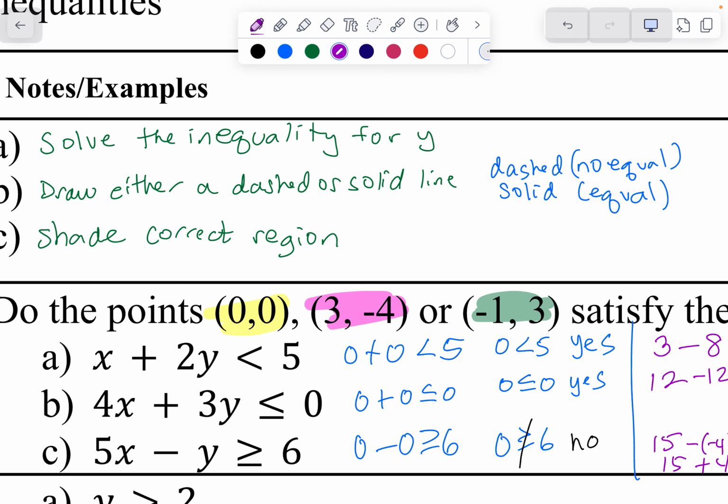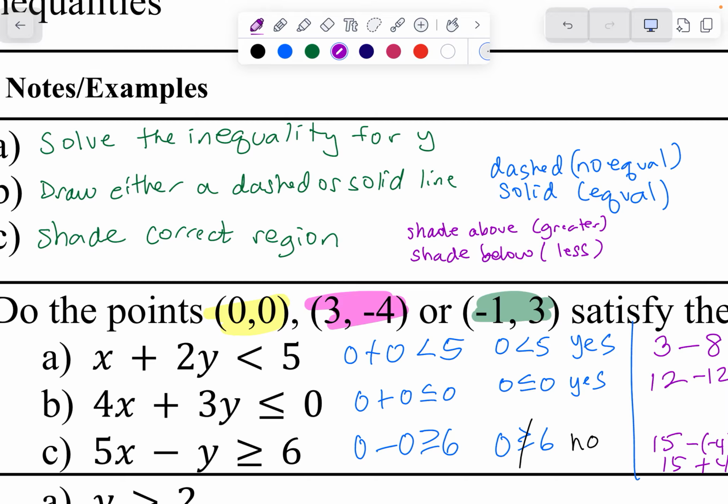And where do we shade? So if we've solved for y, we shade above for greater than. We shade below for less than. Okay? So that's how we're going to make that determination.